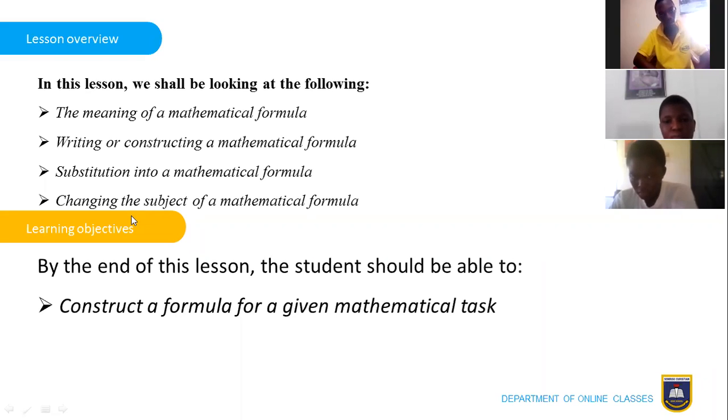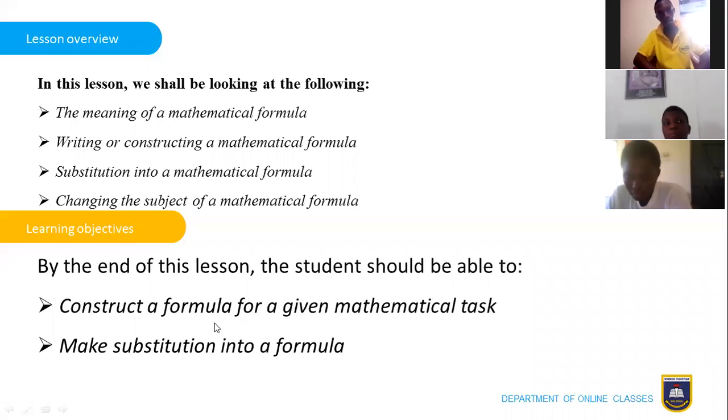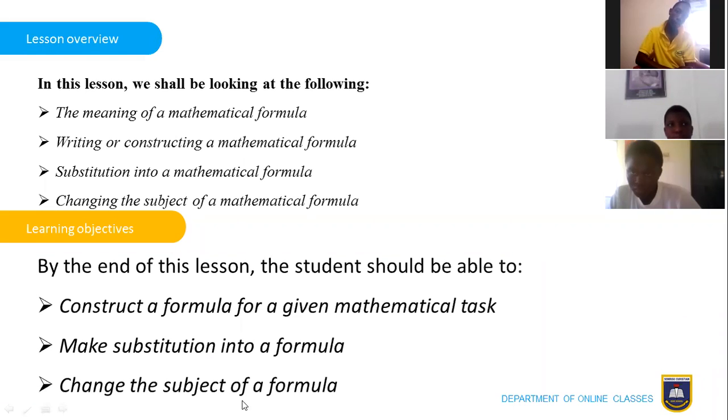That is exactly what we are going to do next. So when you are given a statement, we expect that you write a formula or you derive a formula from that. And then we also said you need to know how to do substitutions into a formula, replacing the letters in the formula with numbers. Then you should also be able to change the subject of a formula. So these are the basic things you need to know.